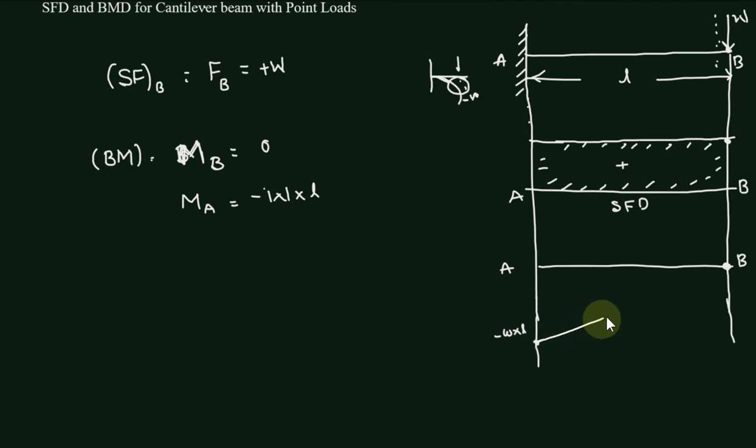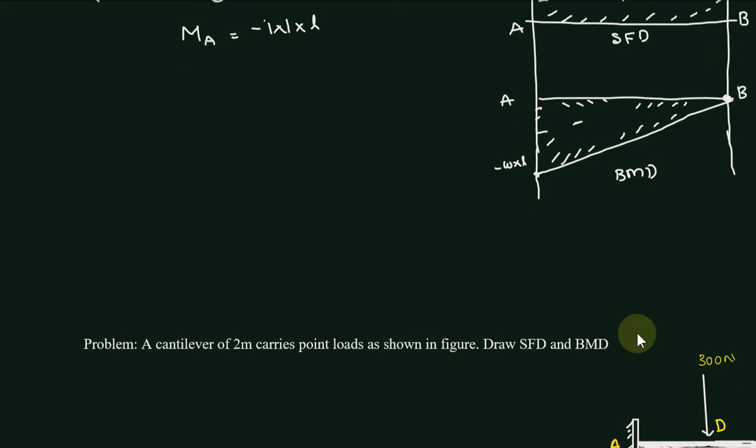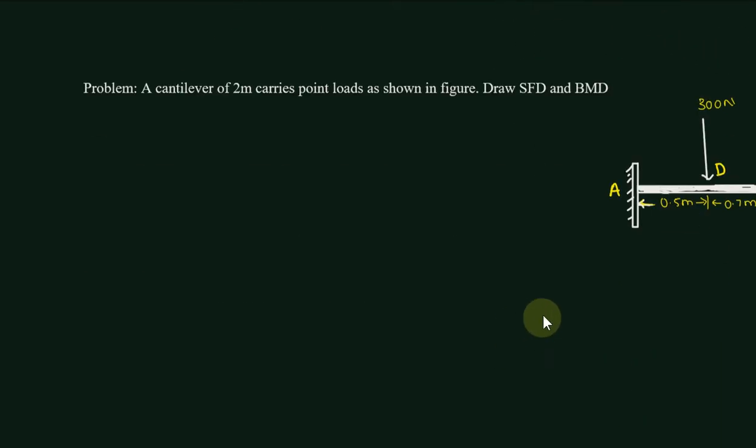And that way can be joined by a single line. This is absolutely the negative bending moment. This is the bending moment diagram. So if we solve a problem, you will understand it better. So for that, we shall take a simple example.